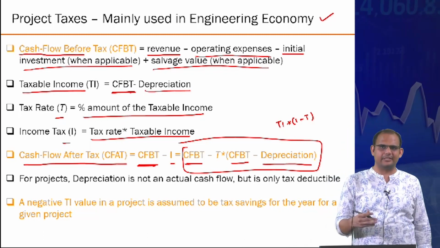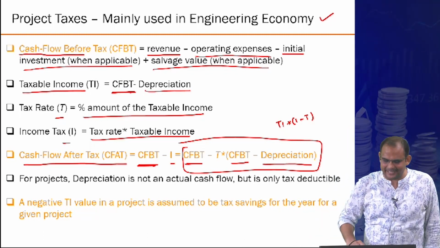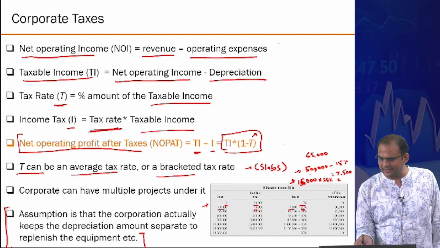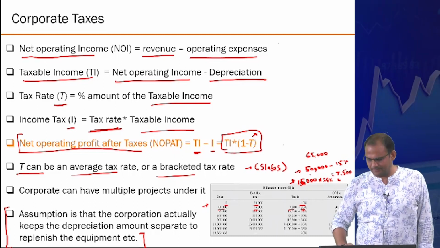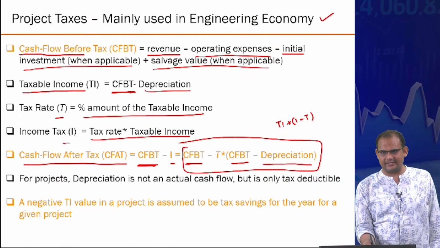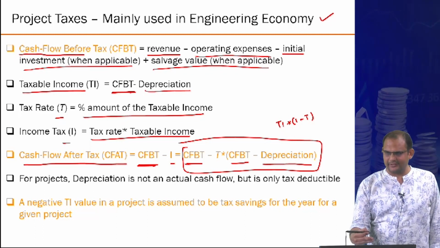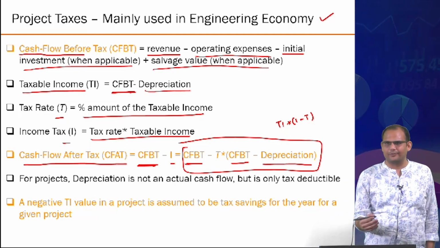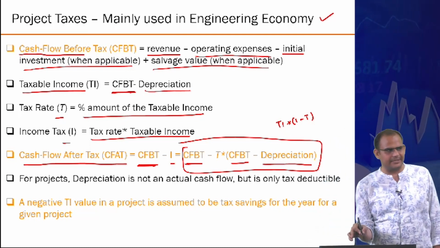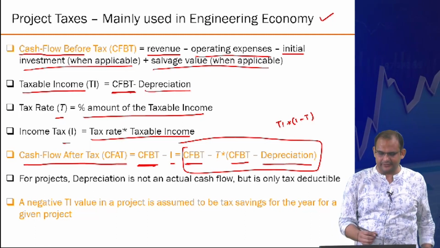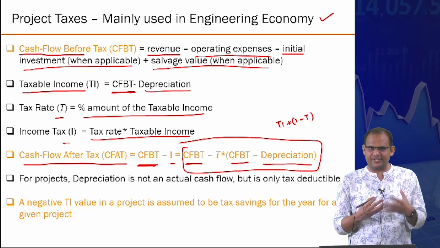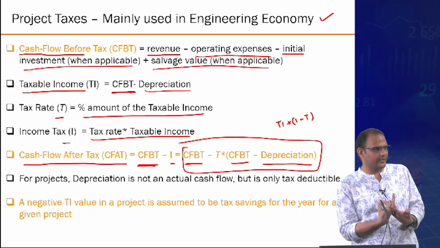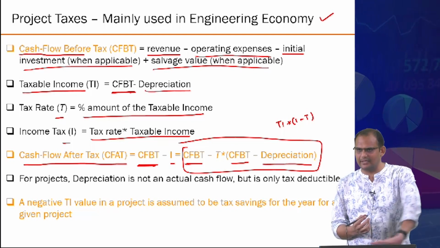Where do you think this difference is coming from? Basically the amount that you are subtracting: here you are subtracting from TI minus I, but here you are subtracting from cash flow before taxation minus I. You are not subtracting from taxable income minus I. Got the idea? Why the difference in terms is coming? This essentially tells you that in our case, depreciation is not an actual cash flow. You are not considering it as money going out of the system, because the cash flow diagram is still there.